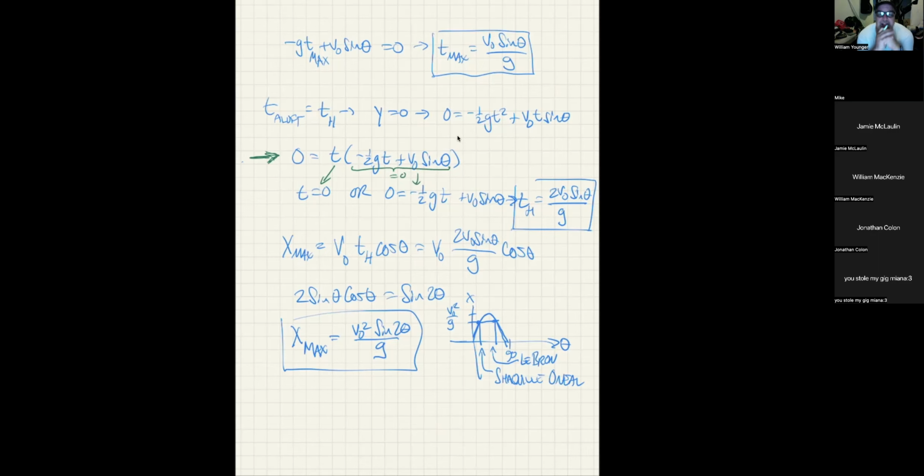I don't see how you got from the negative 1/2 gt plus v0 sine theta, and then you got a 2 in your numerator for t height. So first off, I had to take the first term, negative 1/2 gt, and put that on the other side. That becomes 1/2 gt equals v0 sine theta. Then I multiply by 2. Okay, it makes sense now. No problem.